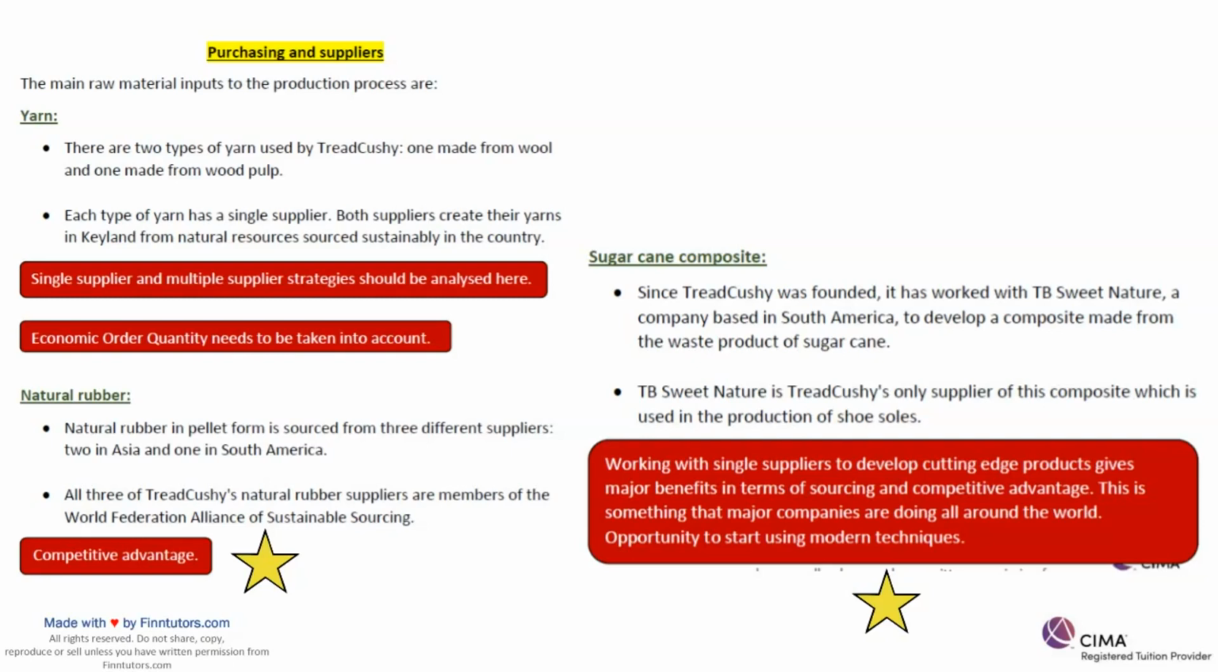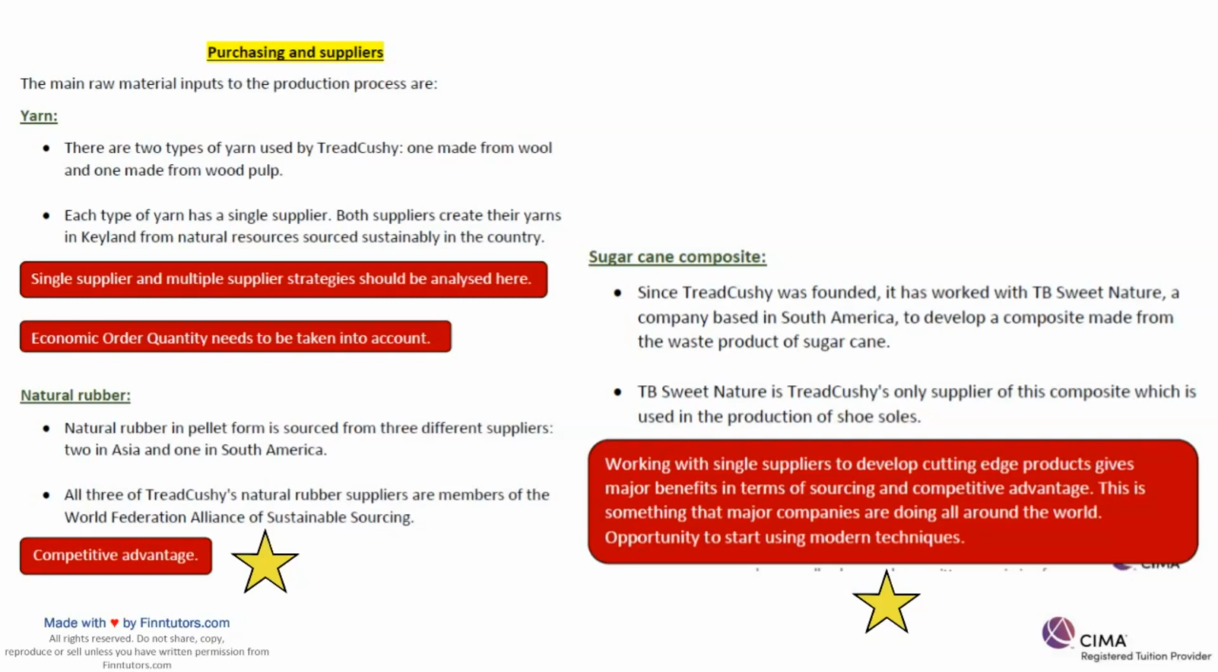Each type of yarn has a single supplier. Both suppliers create their yarns in Keeland from natural resources, sourced sustainably in the country. Now, single supplier and multiple supplier relationships should be analyzed here. What are the benefits of having a single supplier? What are the benefits of having a multiple supplier deal? Start thinking about that.